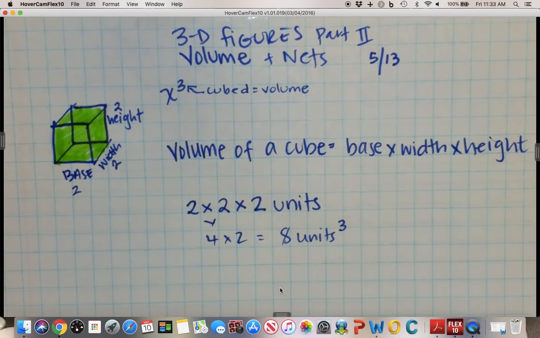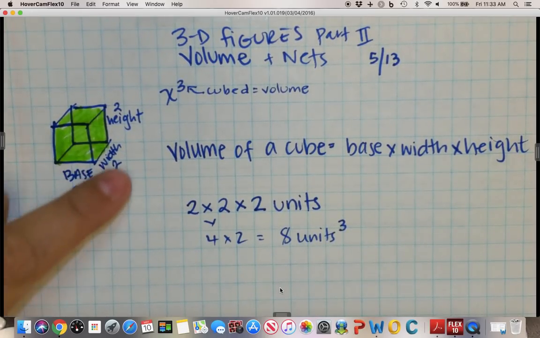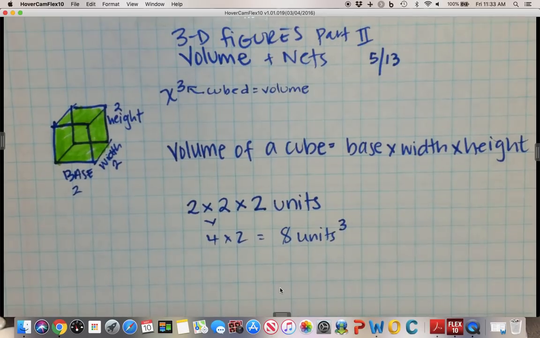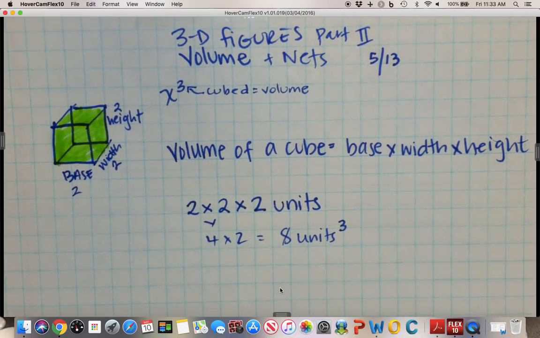Cubes are really easy to find the volume if you just remember it's 3 sides multiplied together. Side times side times side. When we're doing the surface area for a cube, it's side times 6 because of the 6 faces, and they're all the same with the cube. It gets a little bit trickier when we're talking about a rectangular prism or a triangle.